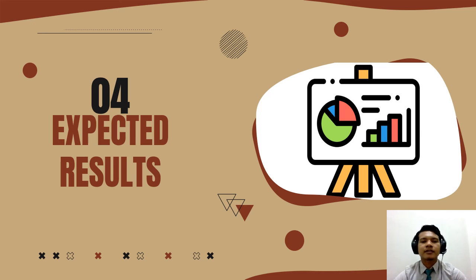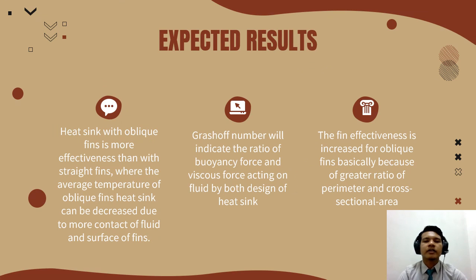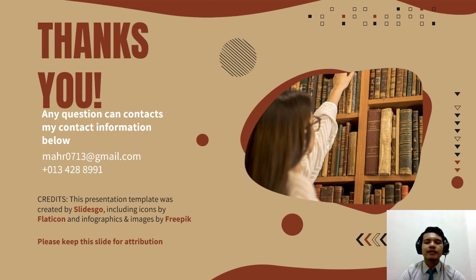The last section is the expected results of this project. There are three expected results. First, the heatsink with oblique fins is more effective than with straight fins, where the average temperature of the oblique fins heatsink can be decreased due to more contact between fluid and the surface of the fins. Second, the Grashof number will indicate the ratio of buoyancy force to viscous force acting on the fluid for both heatsink designs. The last expected result is that the fin effectiveness is increased for oblique fins, basically because of a greater ratio of perimeter to cross-sectional area.